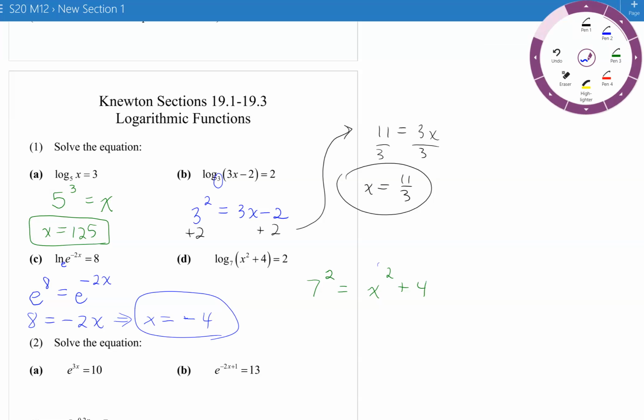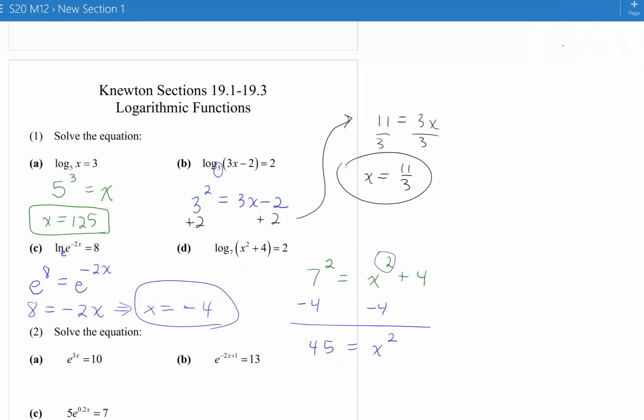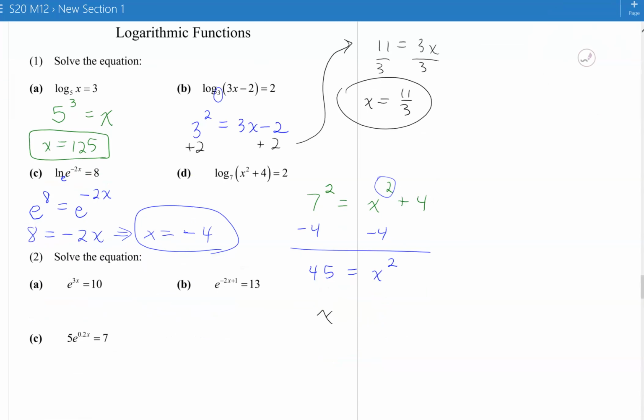So this is quadratic since the x is squared. So let me isolate the quadratic and use the square root property. And the x is plus or minus the square root of 45, also known as plus or minus 3 root 5 when we simplify the radical. And then we need to check and make sure this is okay in the original equation.